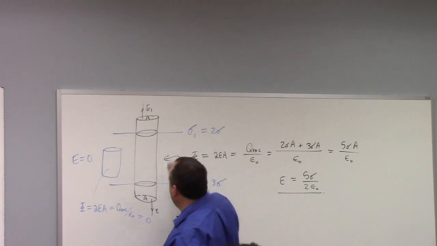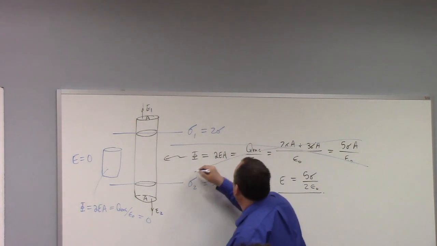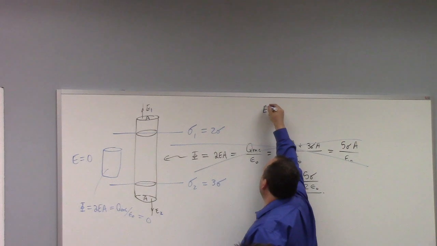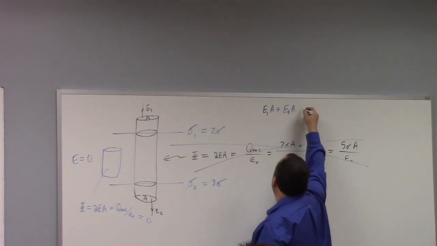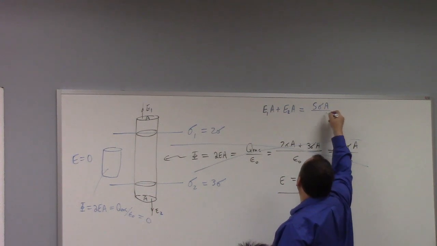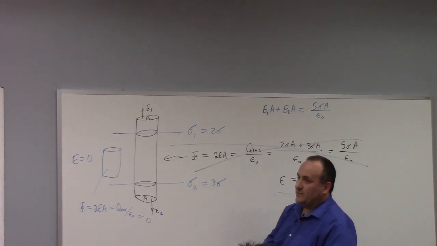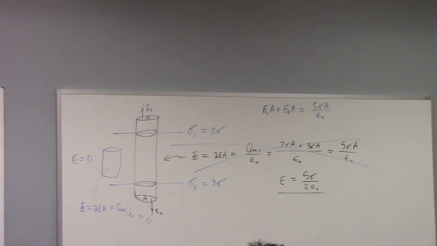This is E1, this is E2. All I can say is that E1 times A plus E2 times A is equal to 5 sigma A over epsilon naught. That's true, but that doesn't tell me what E1 and E2 are, because they're different. And I don't know how to use Gauss's law directly on this problem to solve it.